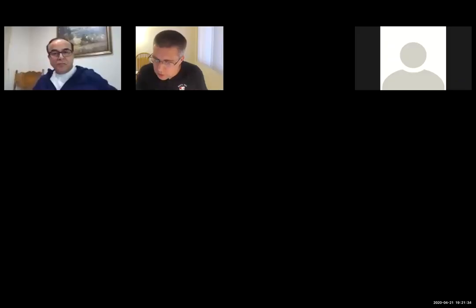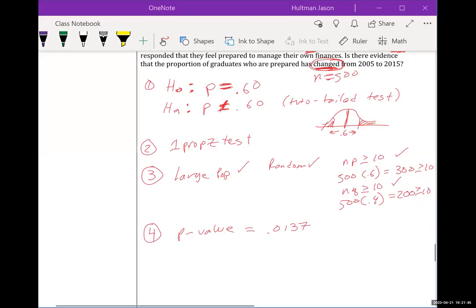Okay, so now that we have our p-value, what does this tell us? We're going to use alpha equaling 0.05. So our p-value is less than 0.05. So what does that tell me to do?